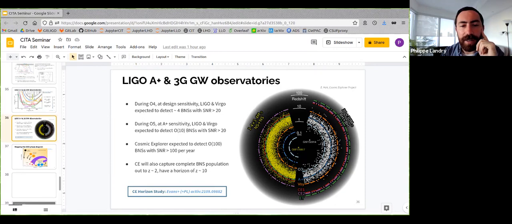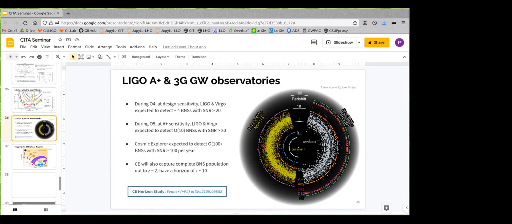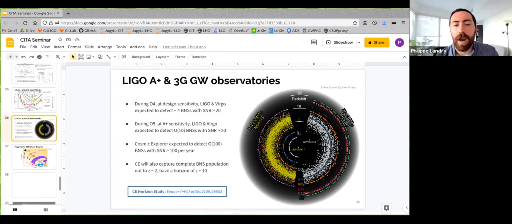The next observing run is going to be at what's called A+ sensitivity, which is beyond design sensitivity. Then we should expect order 10 binary neutron stars with LIGO and Virgo. But the real game changer will be Cosmic Explorer, which hopefully will be built in the 2030s, along with Einstein Telescope in Europe. Then we'll get order hundreds of binary neutron stars with incredibly loud signal-to-noise ratios. And then the goal will be really mapping out the entire mass-radius relation or mass-tidal deformability relation and answering precise questions about composition and things like that.